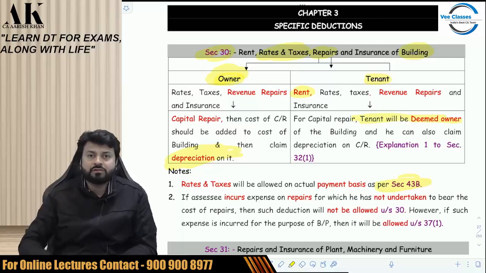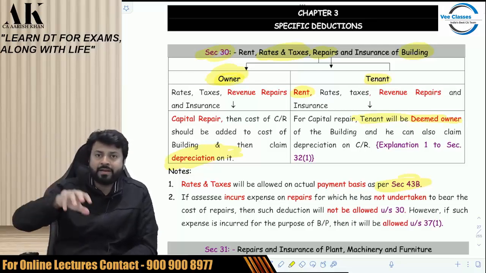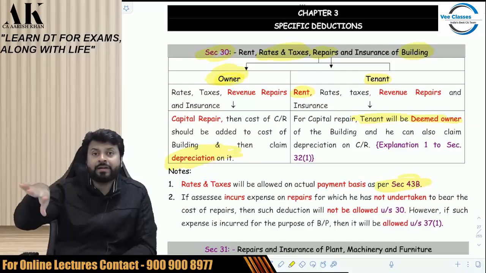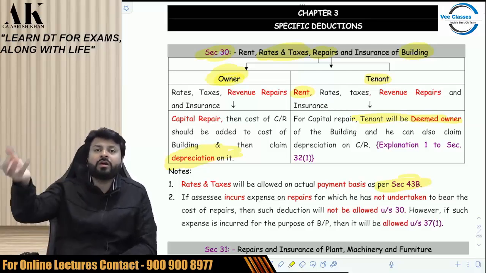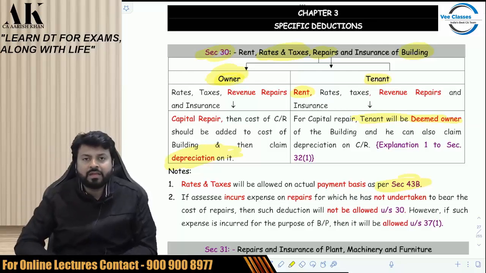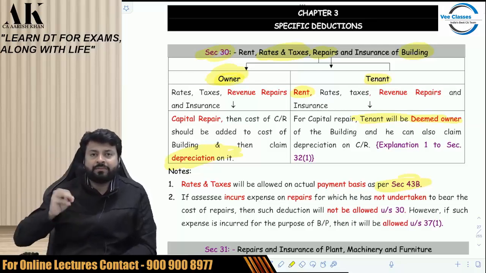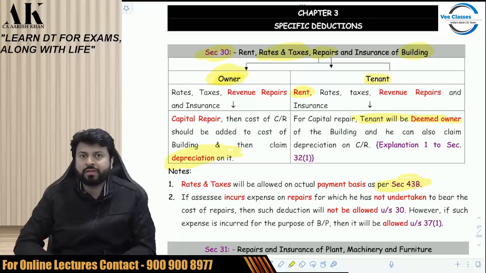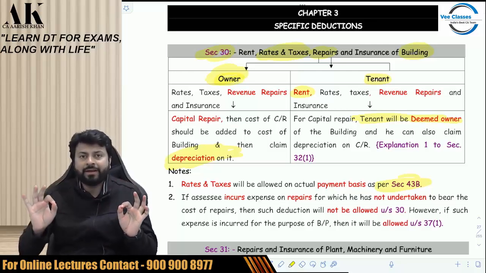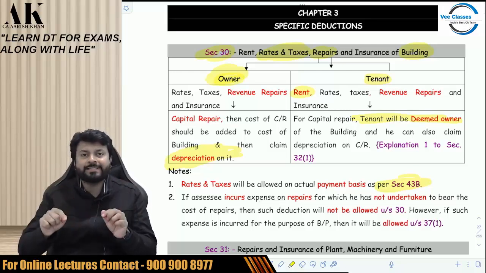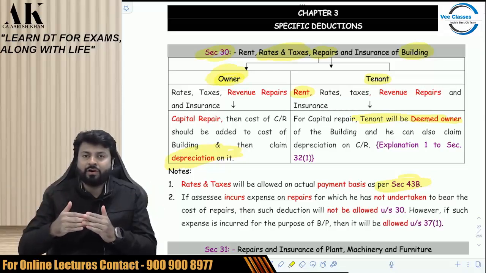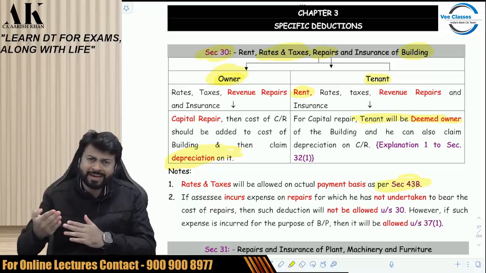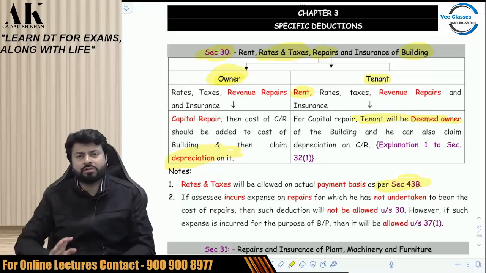Depreciation. If I am a tenant in a particular property and I am doing a capital repair in that property, then I will be deemed to be the owner of that property and then I will get the deduction of depreciation under section 32. Don't worry. So for capital repair, you will not get direct deduction in this section, but you can get deduction in the form of depreciation. The owner will get it, the tenant will also get it. Both of them will get.